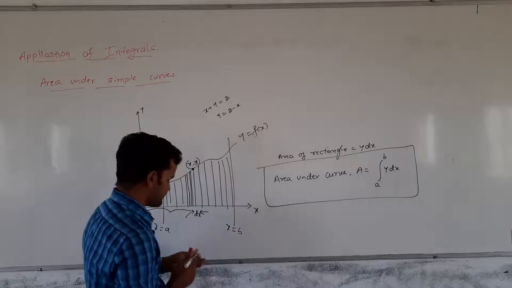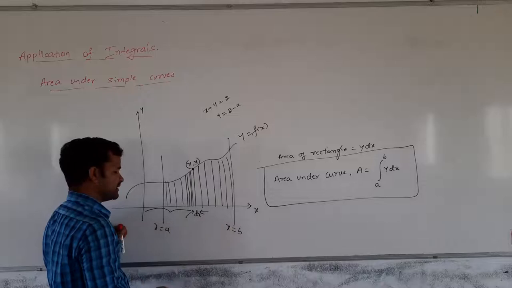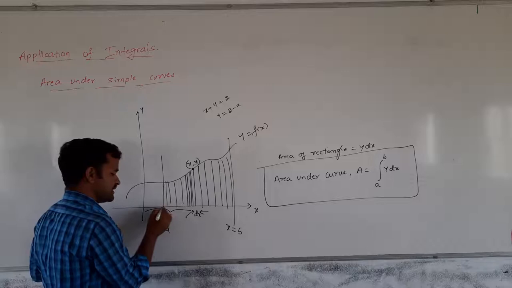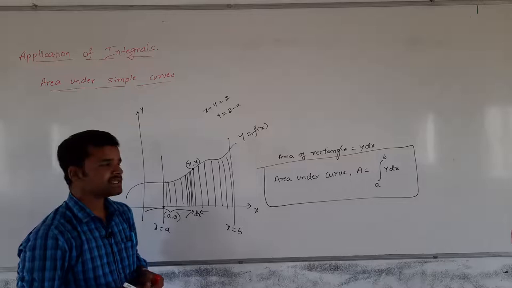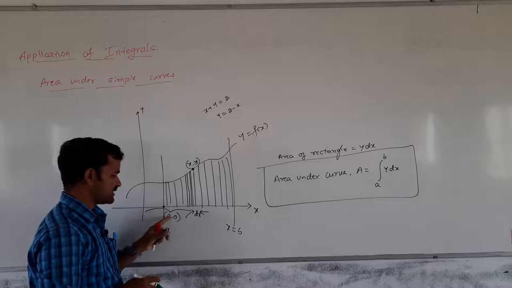Here it means that the area is starting from the line x is equal to a, and the area is ending at the line x is equal to b. X is equal to a is a line parallel to the y axis and passing through the point a, 0. The equation of lines is covered in the straight lines chapter, first PUC, and that concept we are using here. A line which is parallel to the y axis and passing through some point k, 0 will be x is equal to k. Here it is passing through the point a, 0, so this line is x is equal to a.